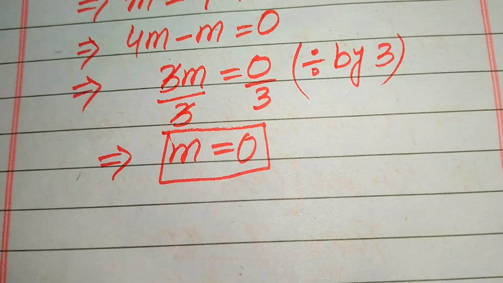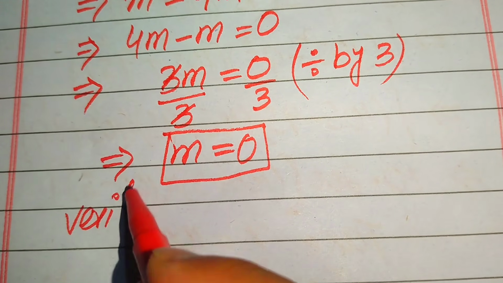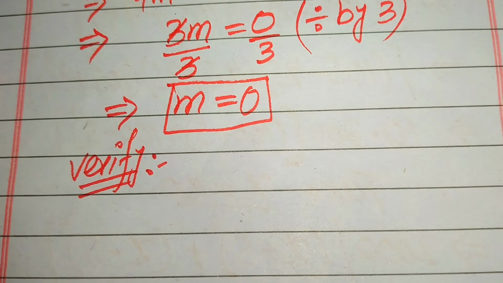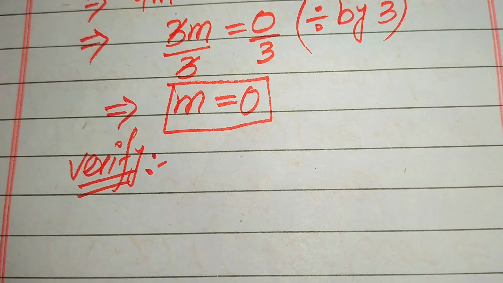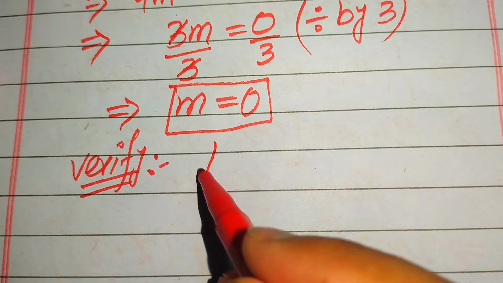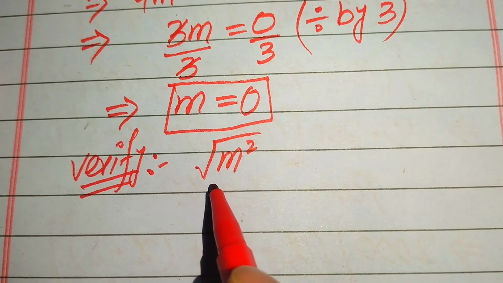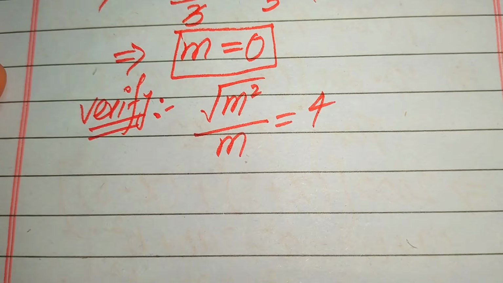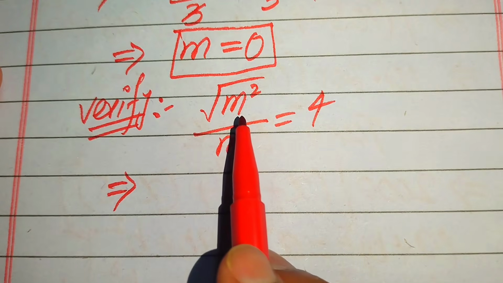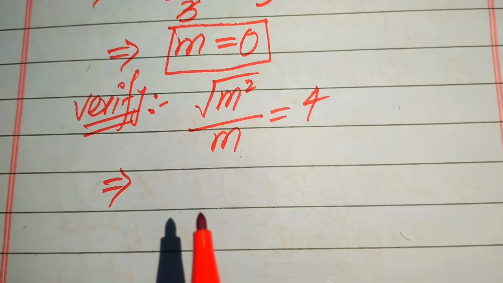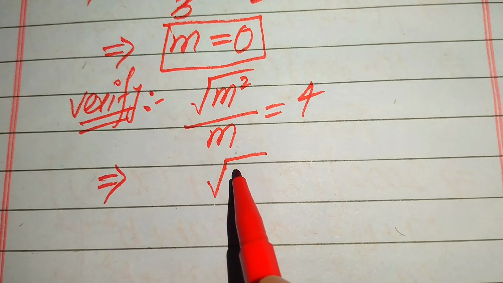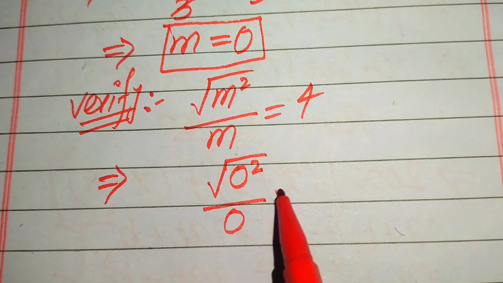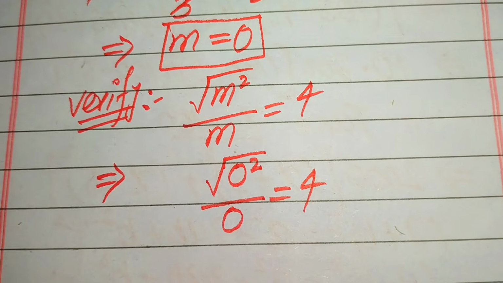And now in the next step we need to verify whether this value of m is a solution, or whether this value of m is an extraneous root. So for verification of this, we need to copy down the given question statement. Here it is square root of m squared divided by m is equal to 4. And here we just substitute the above value m is equal to 0 into the left hand side, and we check its behavior. When we put it here, it will become square root of 0 square divided by 0 is equal to 4.